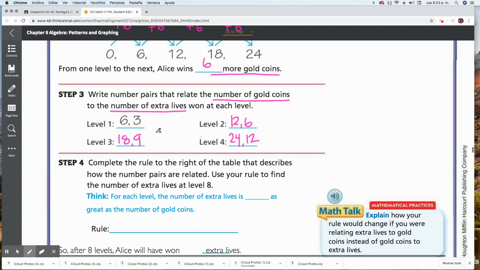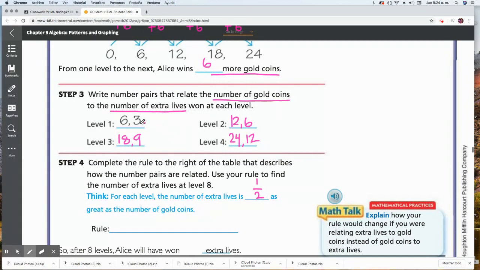3 plus 3 equals 6, yes or no? Yes. 6 plus 6 equals 12, yes or no? Yes. 9 plus 9 is 18, yes or no? Yes. 12 plus 12 is 24, right? Yes. So that is telling me that the number of lives is 1/2 as great as the number of coins.